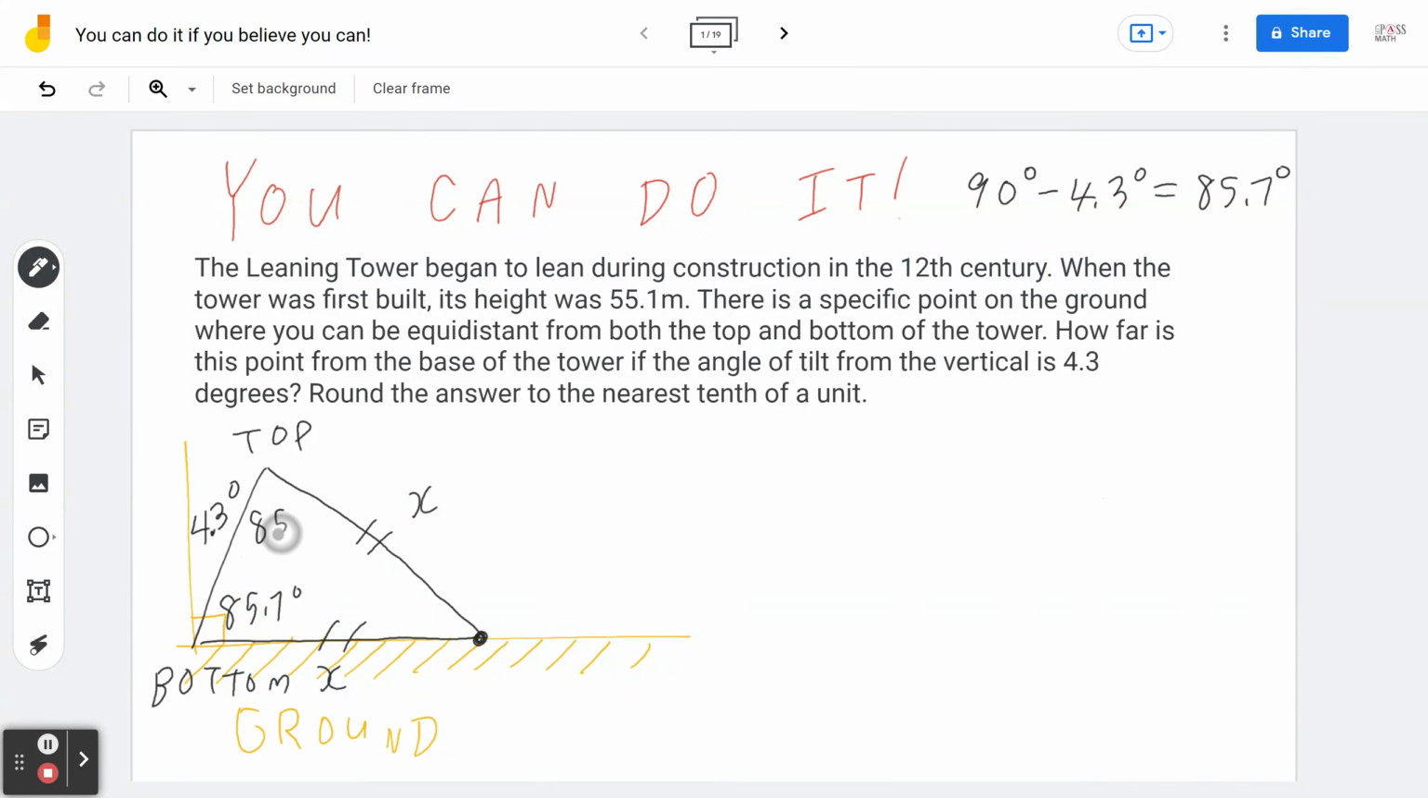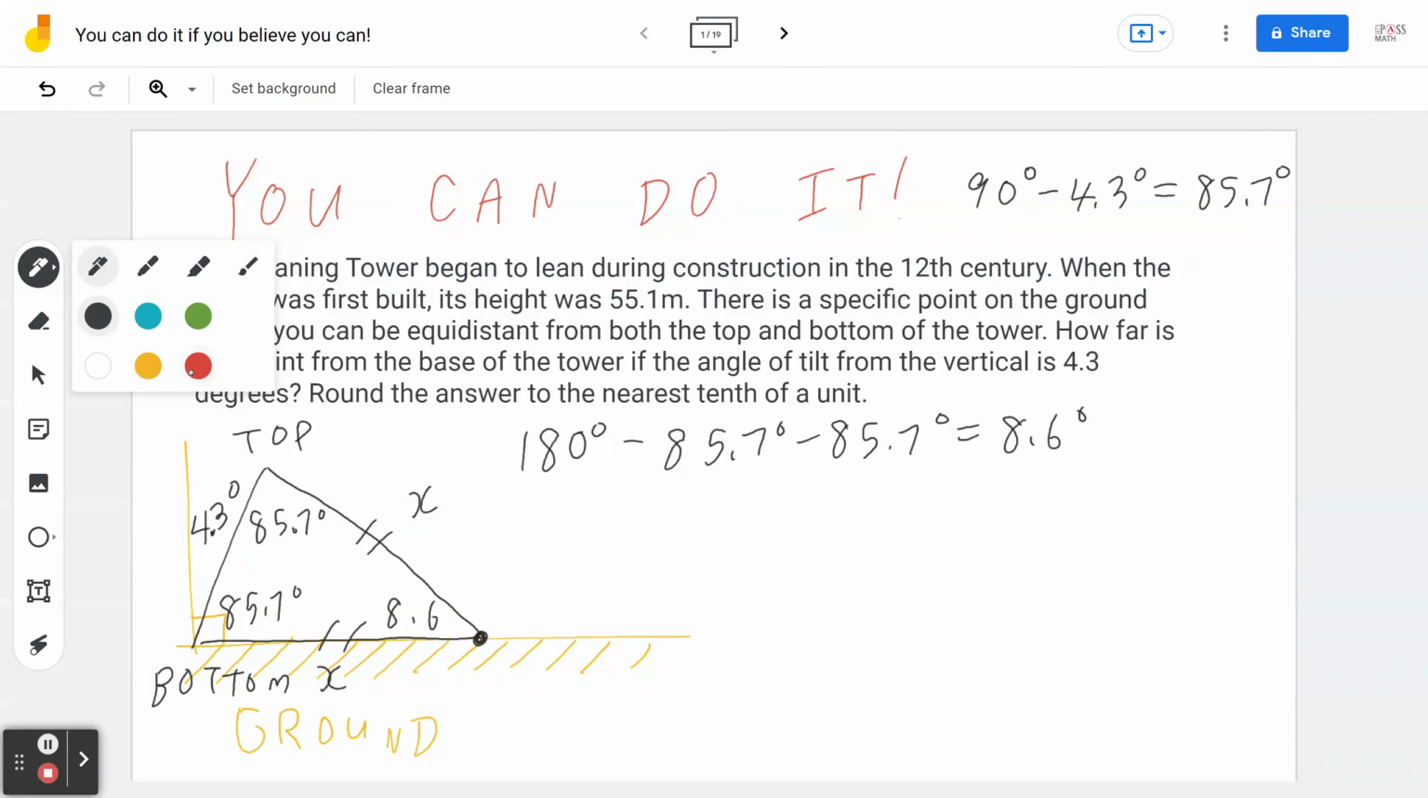And of course, this is also 85.7 degrees because you're looking at an isosceles triangle. And then to find the missing angle, you can take 180 minus 85.7 minus 85.7. So this is going to be 8.6. In case you're thinking how do we calculate that, it's 180 because in a triangle all the angles add up to 180, minus 85.7 minus 85.7 again, which would be 8.6 degrees. So now step 2 is going to be calculate x.